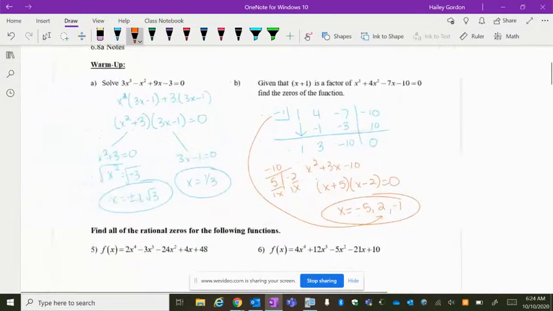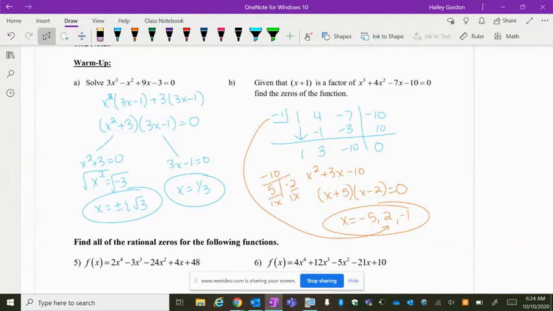So if you were to complete these two, hopefully we were able to factor them. The first one you needed to factor by grouping, and you would have gotten x squared plus 3 and 3x minus 1. When you solve, the x squared equals negative 3 does give you an imaginary. And remember, anytime you take the square root, you need a plus or minus. On letter B, you had to use synthetic.